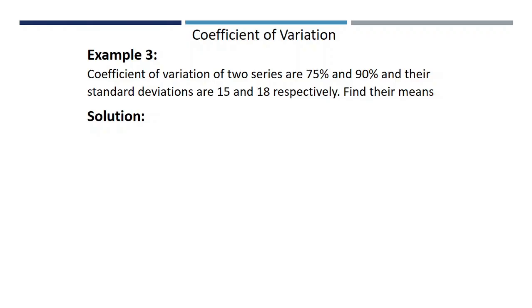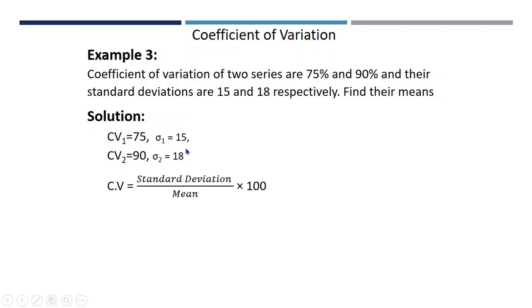Another example: the coefficients of variation of two series are 75% and 90%, and their standard deviations are 15 and 18 respectively. Find their arithmetic means. We are given the coefficient of variation of the first series, CV1, is 75, and the standard deviation of the first series, sigma 1, is 15. For the second series, the coefficient of variation is 90 and the standard deviation is 18.